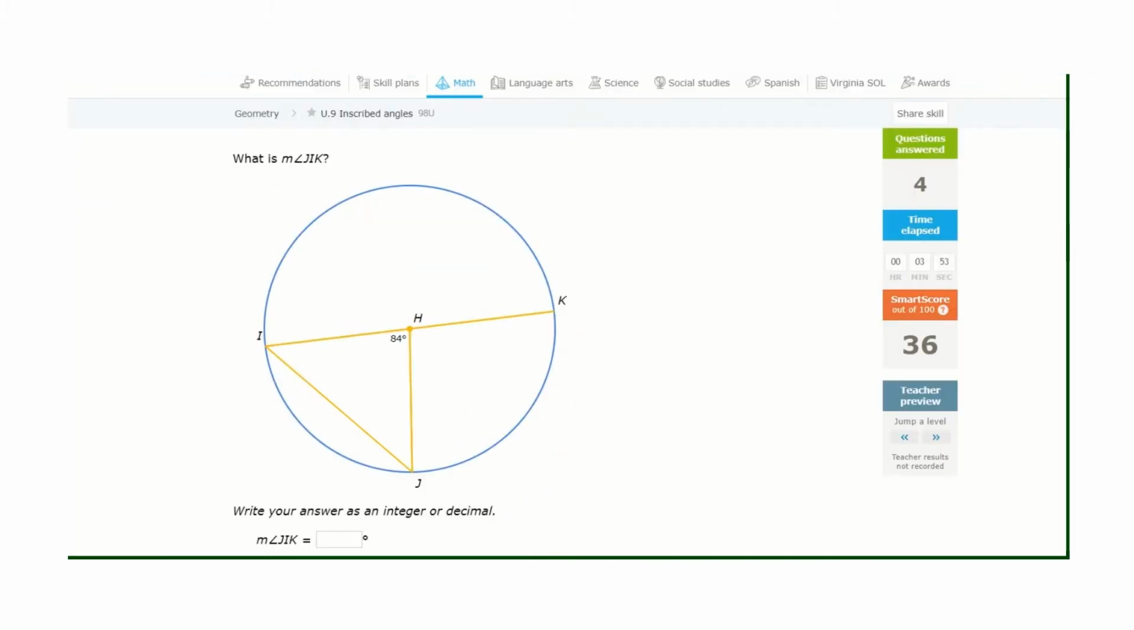Okay, and this is where we get to the real point of math class. You've been given a couple tools here. You know a few things. You just learned one new thing, that the inscribed angle is half a central angle. And now put your brain to the test to see if you could solve for JIK.